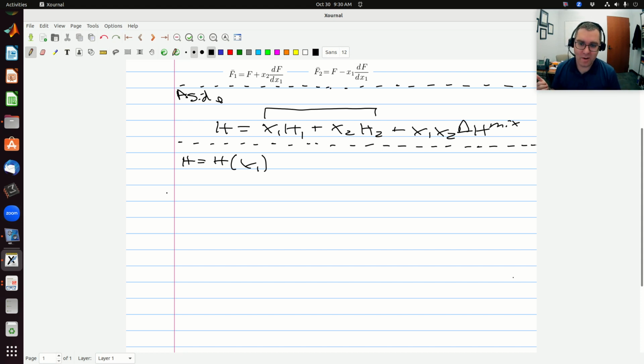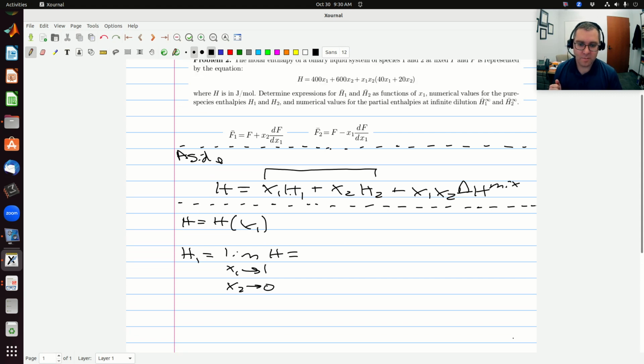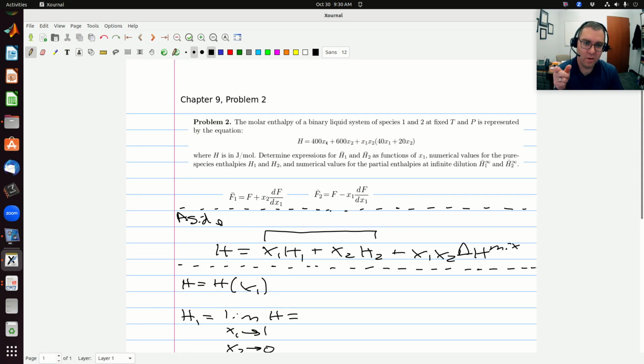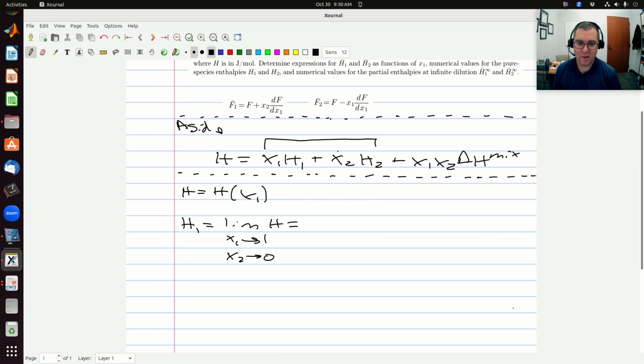So how I get h1 and h2? Well, h1 is going to be the limit as x1 goes to 1, and if x1 is going to 1, that's the same as x2 going to 0, of h. So if I look at my equation for h, in the limit that x1 goes to 1, this is 400, this is 0, this is 0. So what I'm left with is just this first term, which is 400, and it would be joules per mole since that's the units we're given. But it's going to be 400 joules per mole.